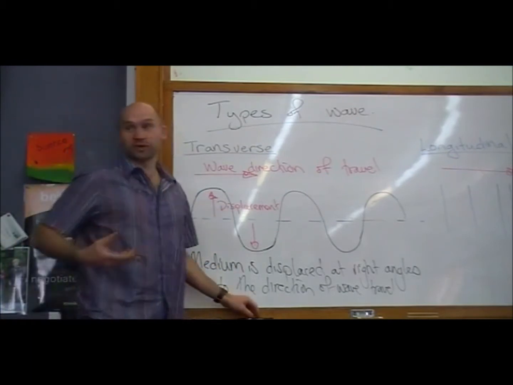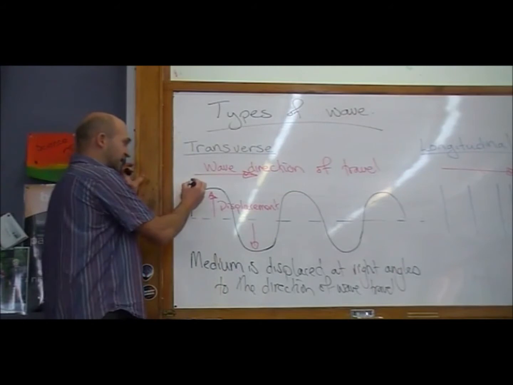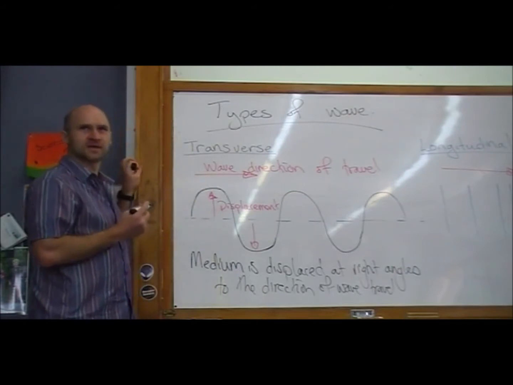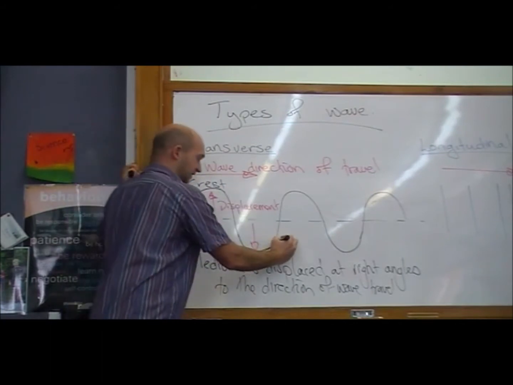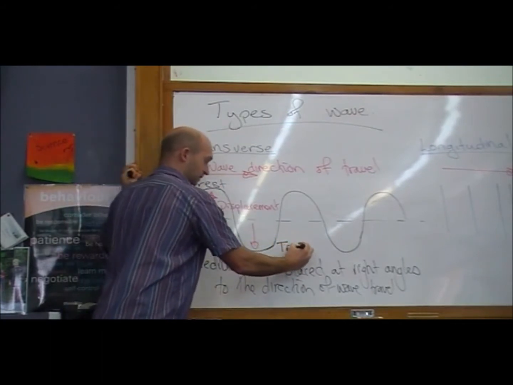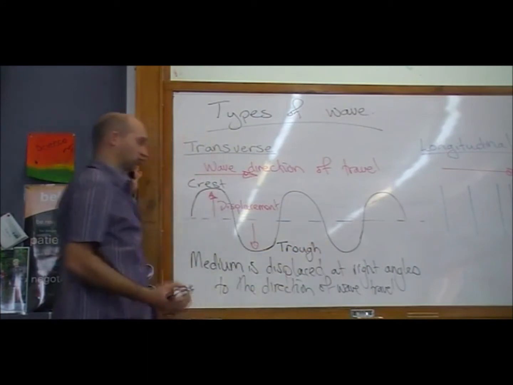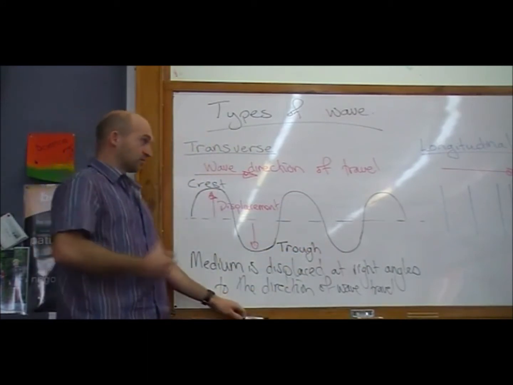And a little bit of naming, when it's displaced up, we call it a crest, and when it's displaced down, we call it a trough.